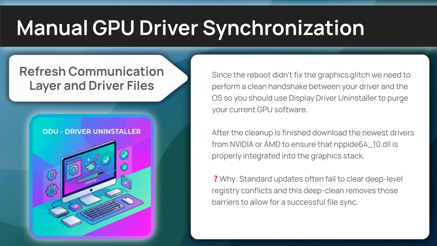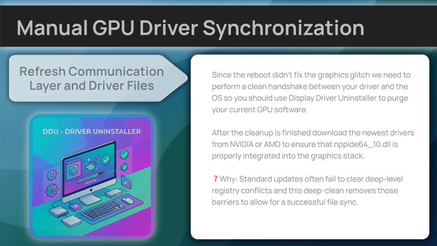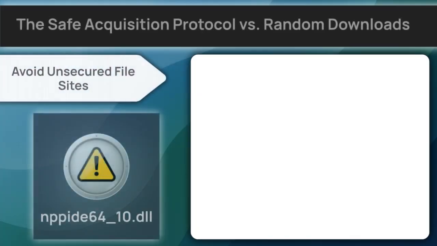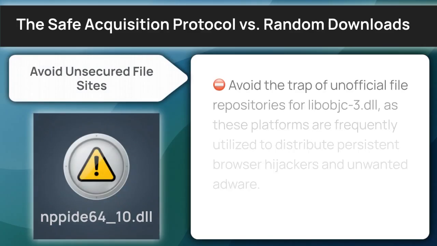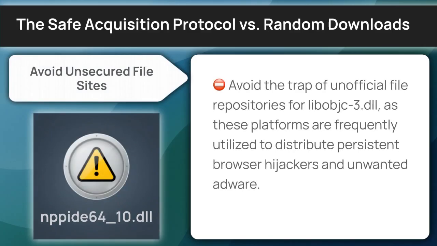Why are we doing this? Well, standard updates often fail to clear deep-level registry conflicts, and this deep clean removes those barriers to allow for a successful file sync. While we've identified the fix, it's vital to discuss how to keep your environment secure from common threats. Do not let a minor runtime error escalate into a total system rebuild by attempting to force install NPP IDE 64 DLL into directories where it does not natively belong.